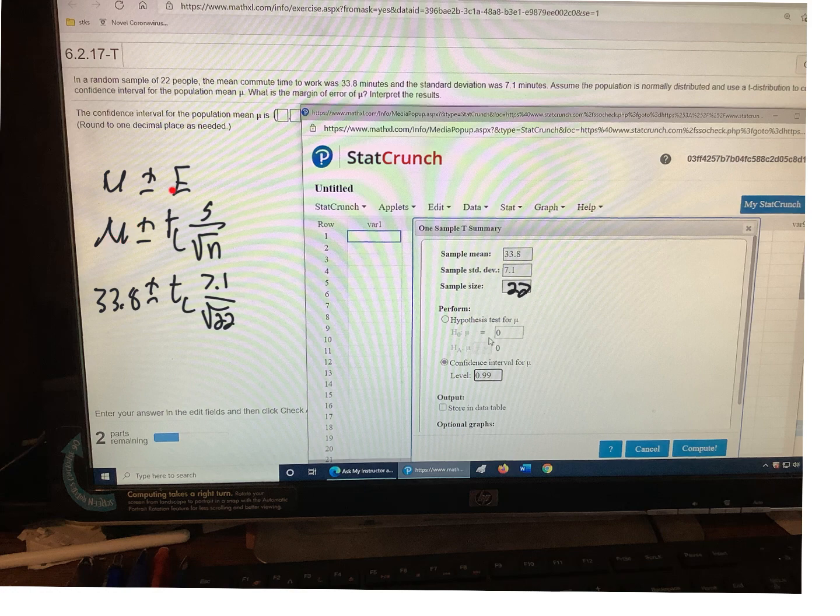So the mean, and what's the margin of error? The formula is t critical times s over the square root of n. And so the mean is given as 33.8. The standard deviation is 7.1. That's the sample standard deviation, and the sample size is 22.